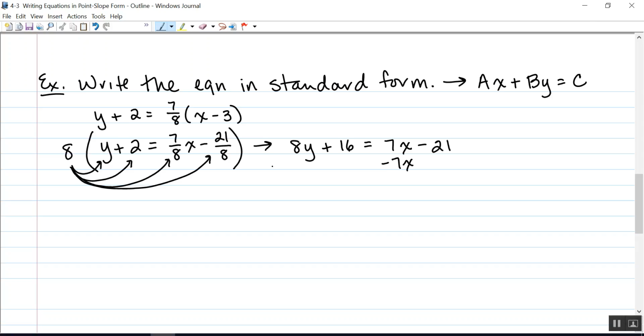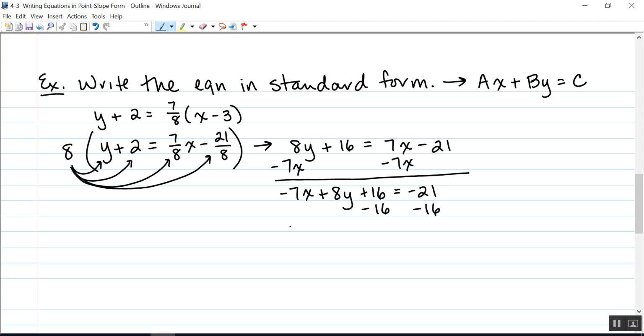Let's subtract 7x on each side. That's going to give me -7x plus 8y plus 16 equals a -21. And let's subtract 16 on both sides. And that's going to give me -7x plus 8y equals a -37. And I'm very close, except that my value of a can't be negative. So I'm going to just multiply everything by a -1.